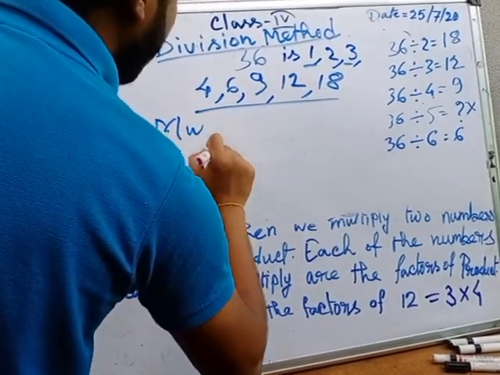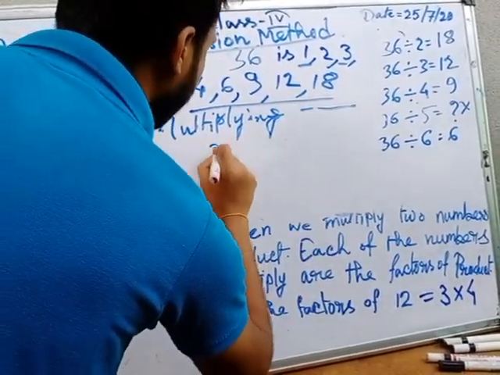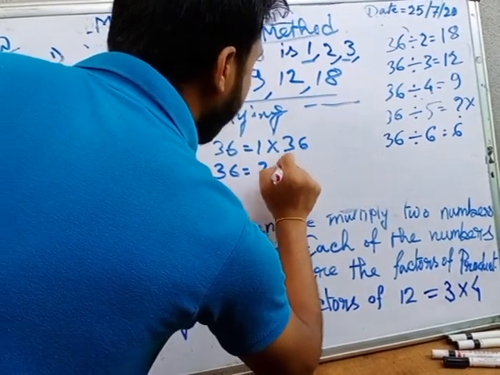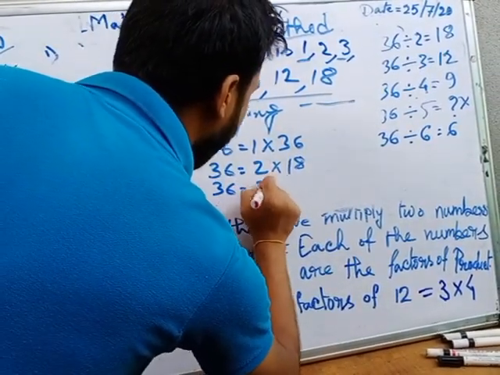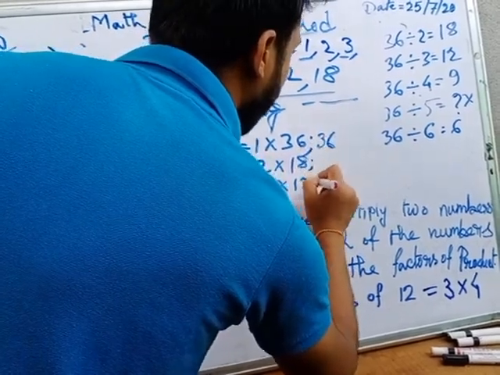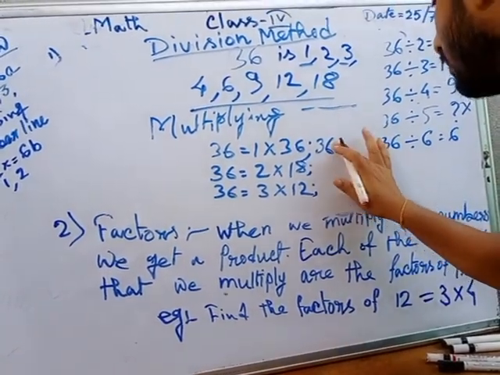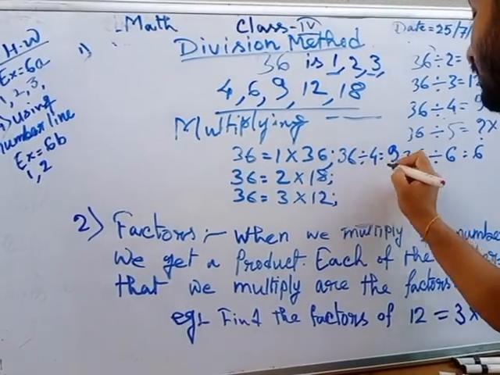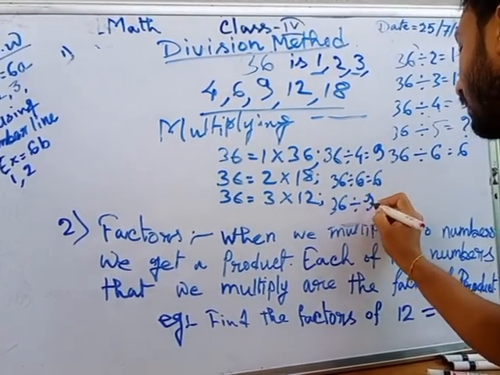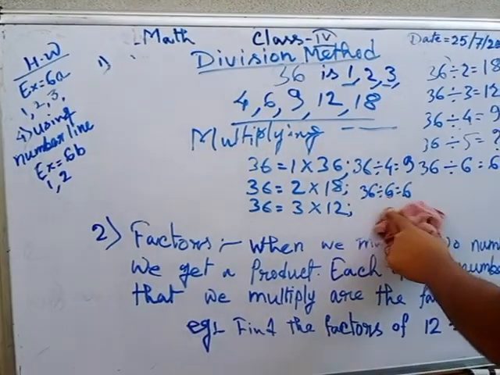And also the multiplying method. Multiplying method means 1 36 is 36, 2 18s are 36, 3 12s are 36, 4 9s are 36, 6 6s are 36. 9 already came. But these are the factors of 36.